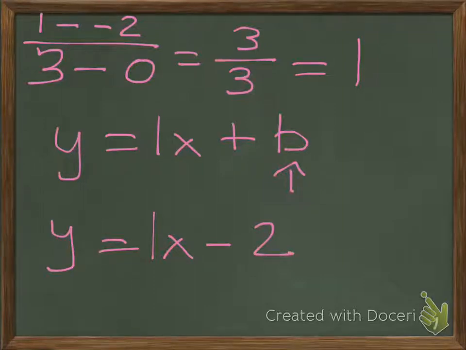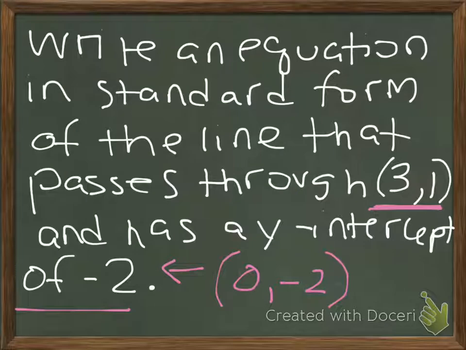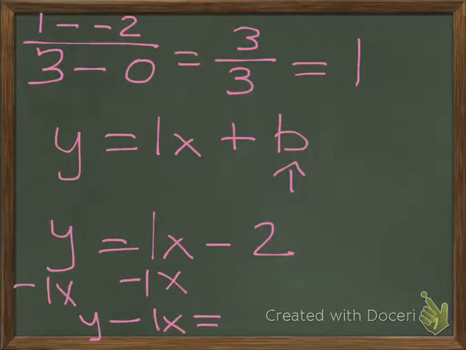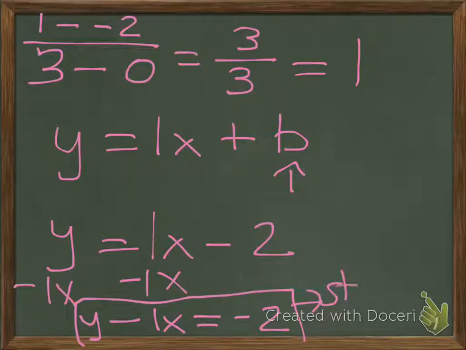And the next one, we need to put this in standard form. Right now it's in slope-intercept form. So all we need to do is move the x term over to be with the y. And we're going to subtract it because it's positive. So we get y minus 1x, they're on the same side of the equal sign, equals -2. And this would be standard form.